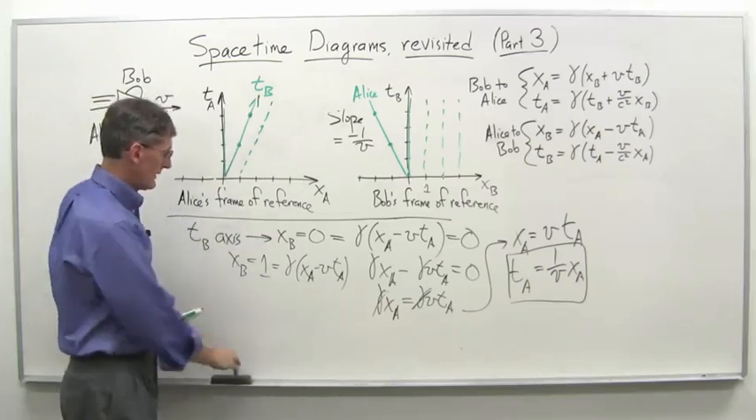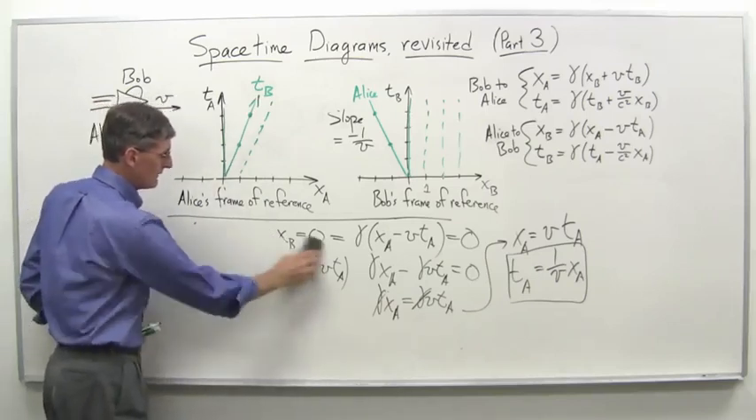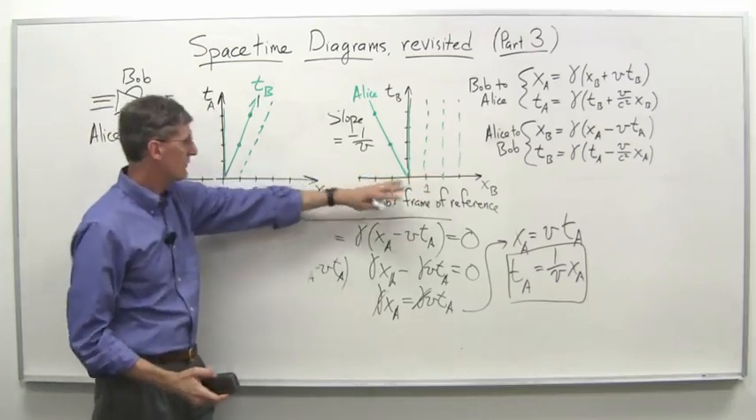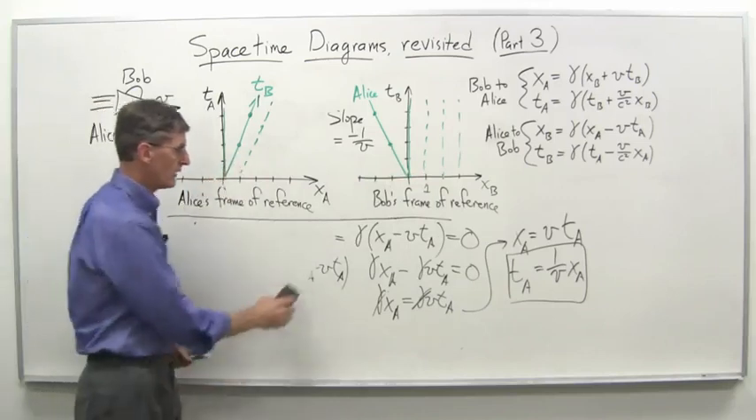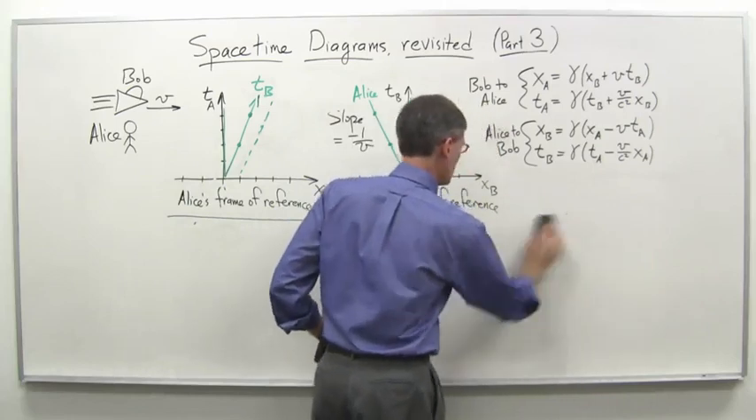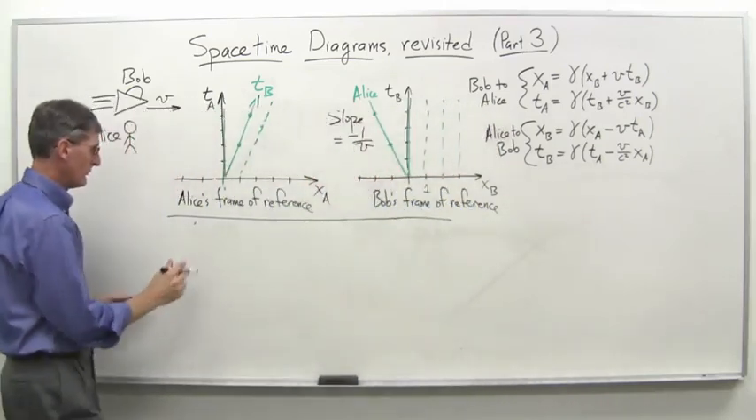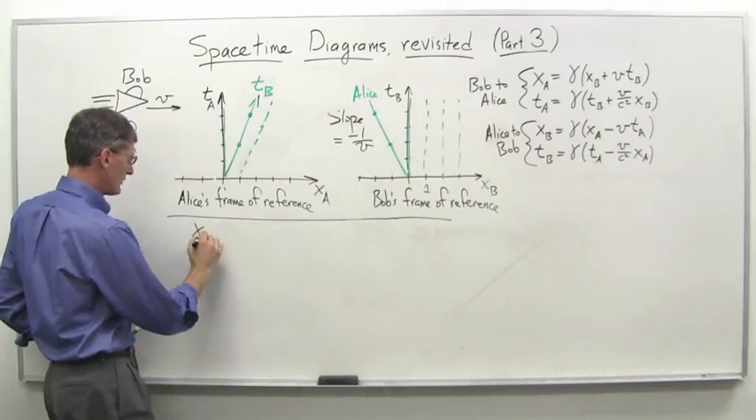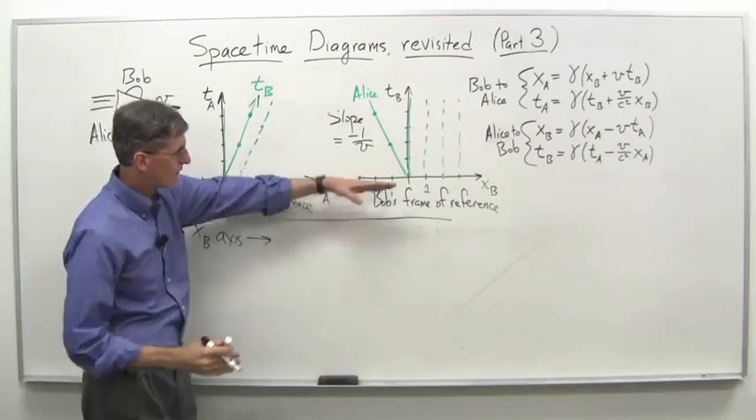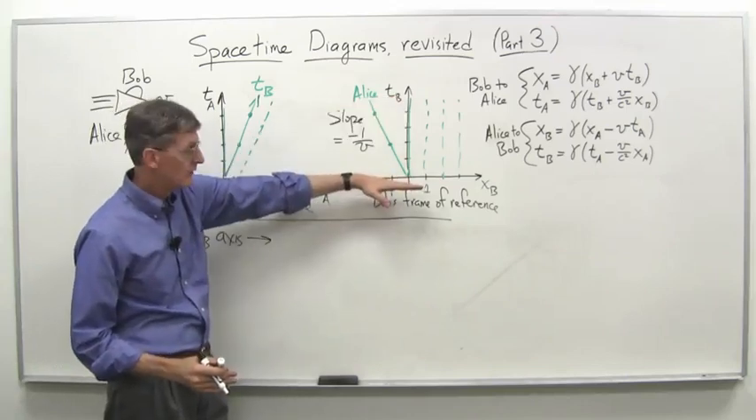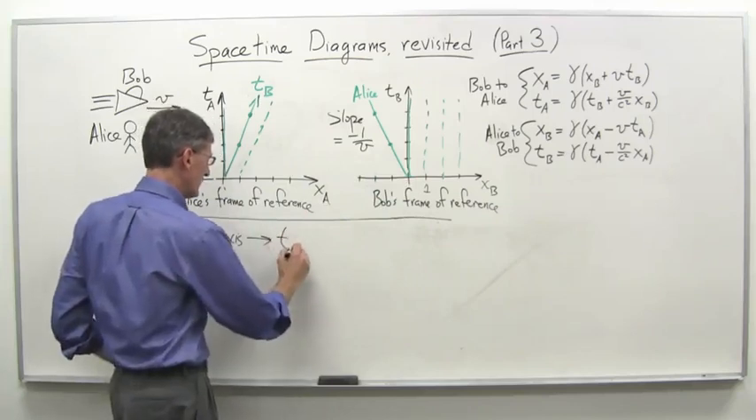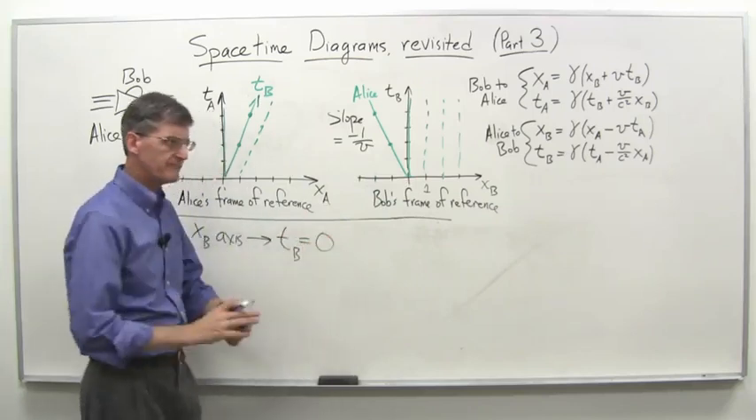Okay, now let's look at the xb axis. We'd like to take the xb axis and see what it looks like if we put it on Alice's plot. And the xb axis, of course, is when tb equals 0. So t sub b equals 0.